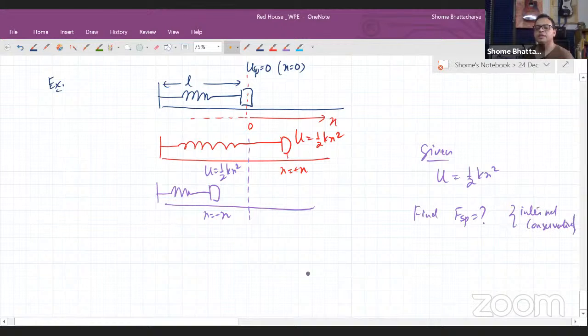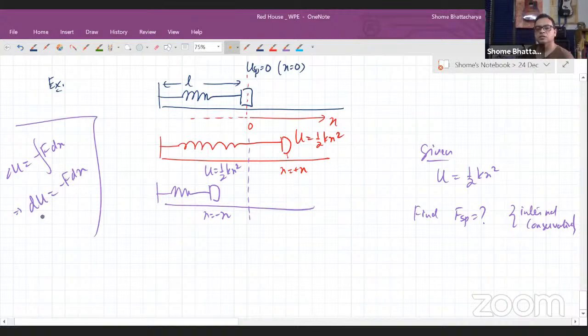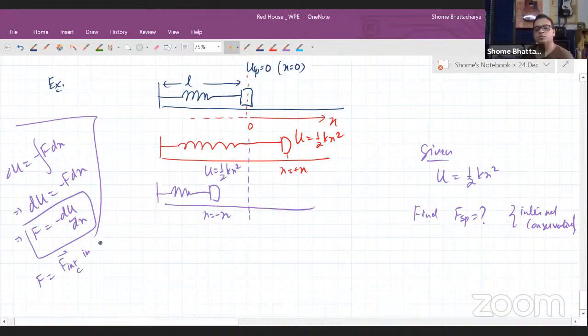So we go to the definition. The definition is what? That delta U is minus integral of F dx. So in other words, dU is minus F dx in a 1D system. So what about F? It becomes minus dU by dx. Where F is the internal conservative force in 1D form. In 1D form, we don't write the unit vector. We just write it with a sign plus or minus. Is it clear now, Nikita?